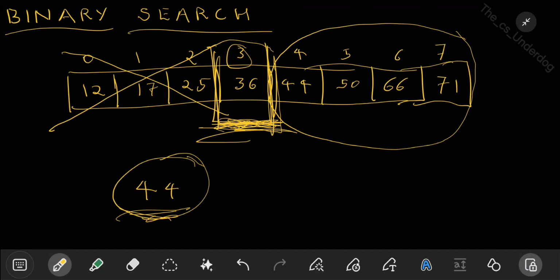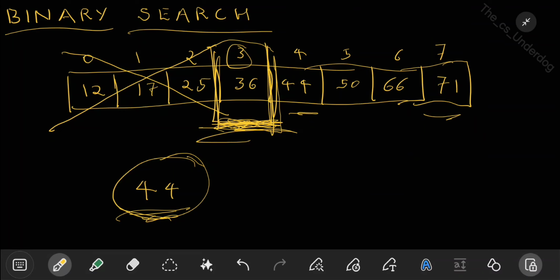Again, you have to find the middle element. How do you find the middle element? The index of the first element plus the index of the last element, 7, divided by 2. So what is 4 plus 7 divided by 2? You will get 5.5. You take the integer part of it, it will be 5. So you will go to fifth index.